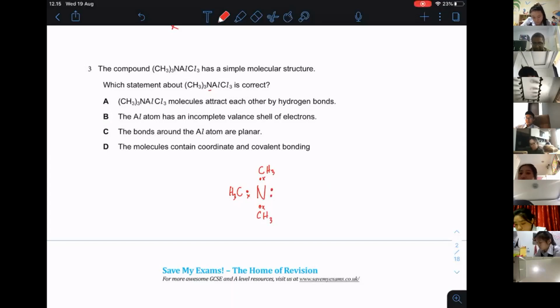And then there is AlCl3. So Al, and then there's Cl, Cl, Cl. So Al has the ability to accept the lone pair of electrons. Okay, so it's not showing.